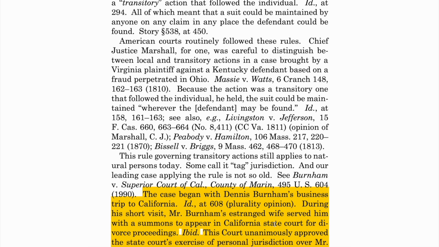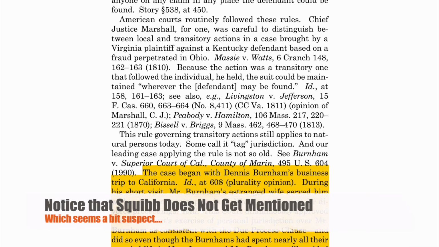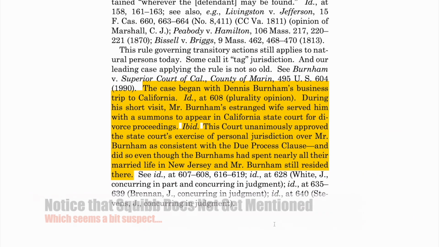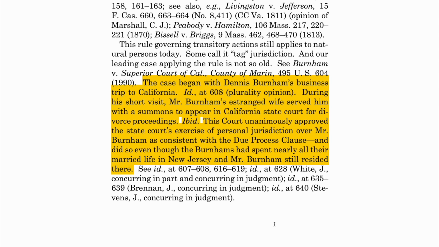The court goes through a lot of the history and begins talking about tag jurisdiction, from a case from 1990, Burnham versus Superior Court of California, County of Marin. The case began with Dennis Burnham's business trip to California. During his short visit, Mr. Burnham's estranged wife served him with a summons to appear in California State Court for divorce proceedings. This court unanimously approved the state court's exercise of personal jurisdiction over Mr. Burnham as consistent with the Due Process Clause, and did so even though the Burnhams had spent nearly all their married life in New Jersey and Mr. Burnham still resided there.